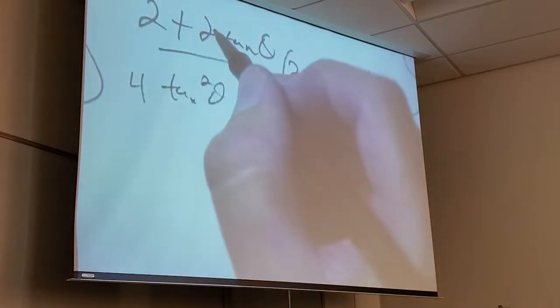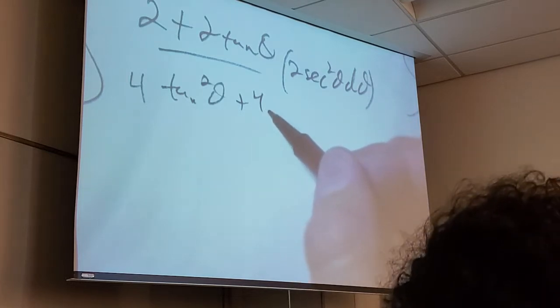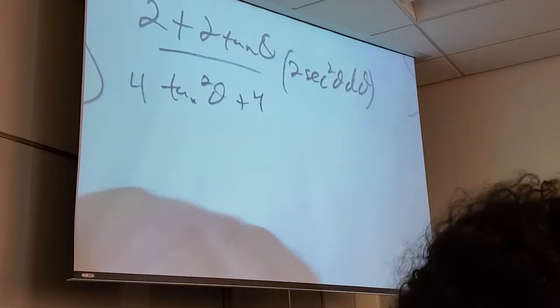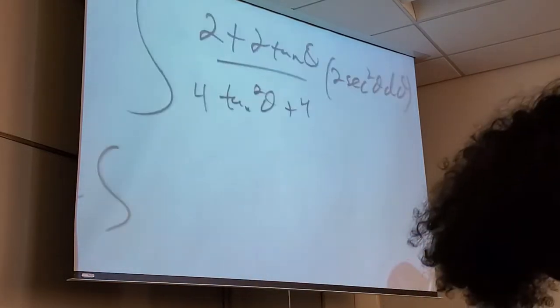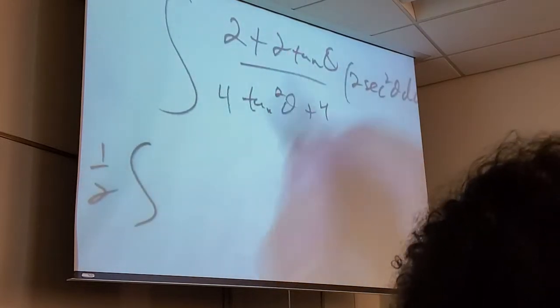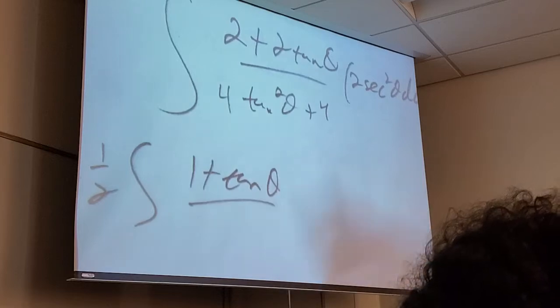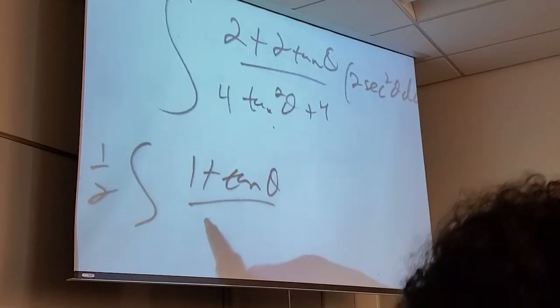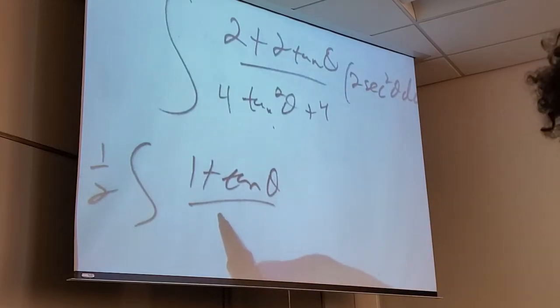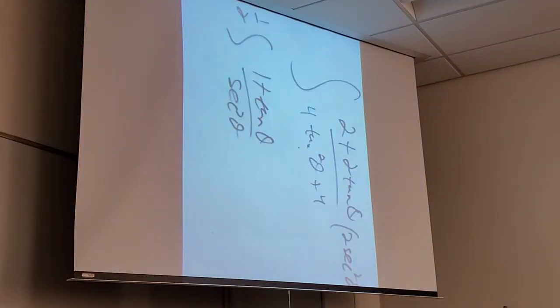Can't I take a 2/4 out? I can take a 1/2. So you see how I can take a 2/4 out? On the top I get 1 plus tangent theta, on the bottom I get, what's tangent squared plus 1? Secant squared.